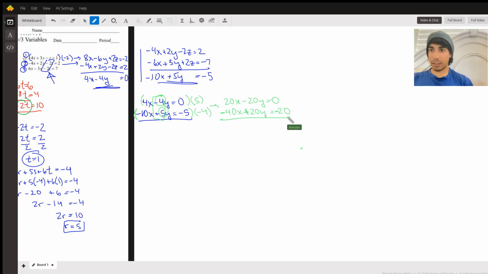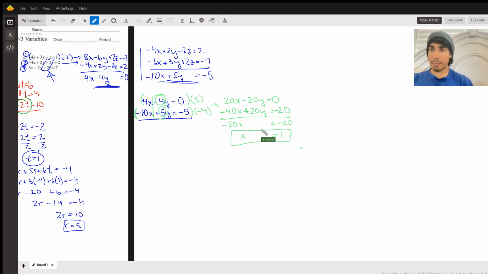All right, let's add them together. 20 minus 40, that's negative 20x. Our y's are going to cancel. 0 minus 20 is negative 20. Divide by negative 20 on both sides. You're going to get x equals 1. All right, let's plug that back in. I'll plug it into the top one here.